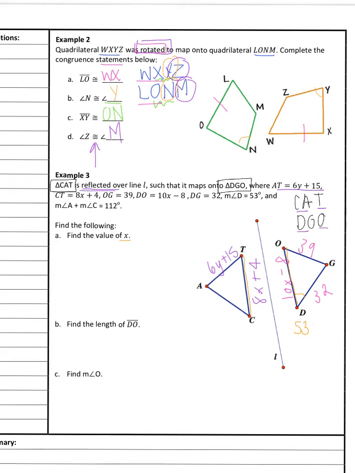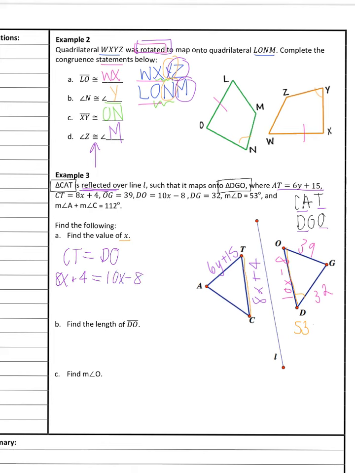and since the triangle was reflected, we know it's a rigid motion, so therefore we can take the two pieces that have CT and DO and set them equal. So I could say CT is going to equal DO, and now I'm going to swap out the segments for the numerical values. So for instance, CT was really 8x plus 4, and DO was 10x minus 8.